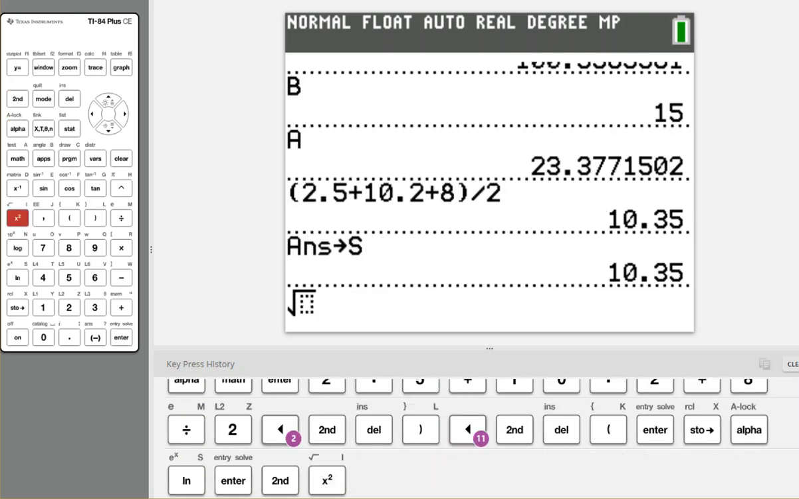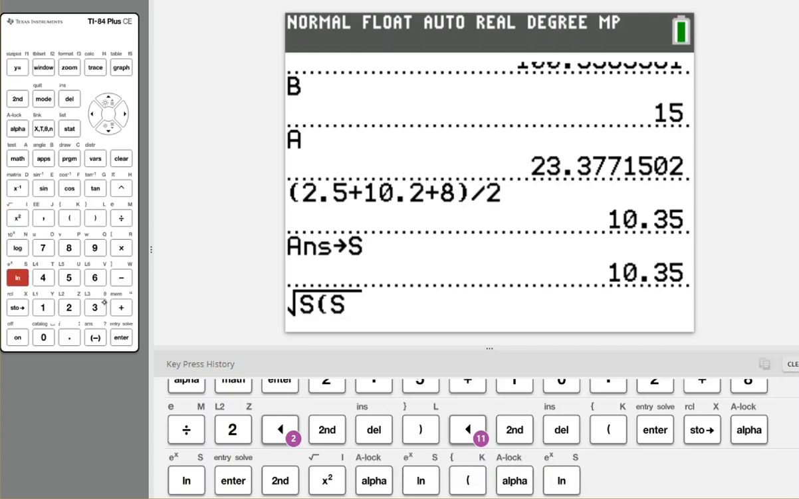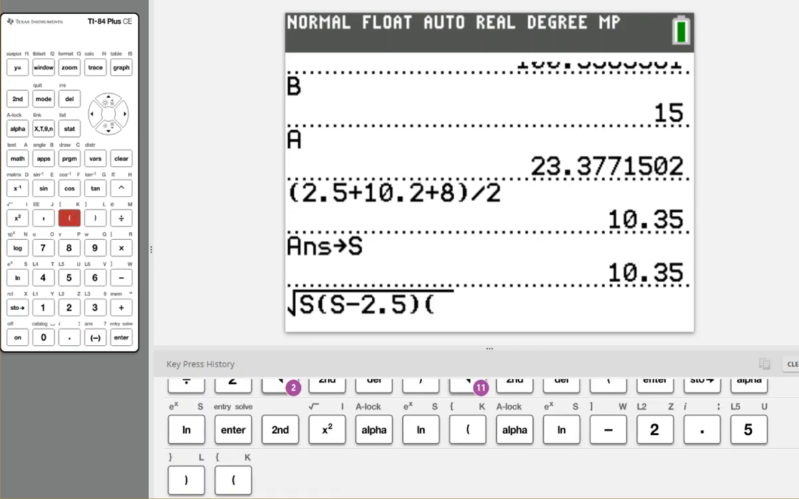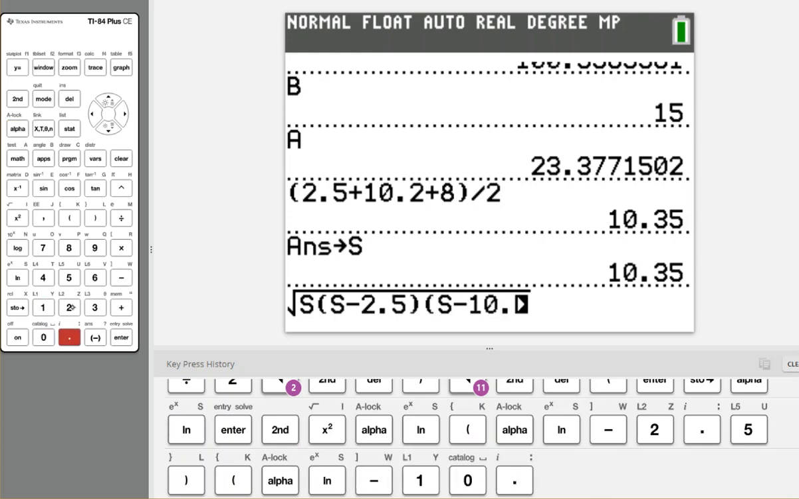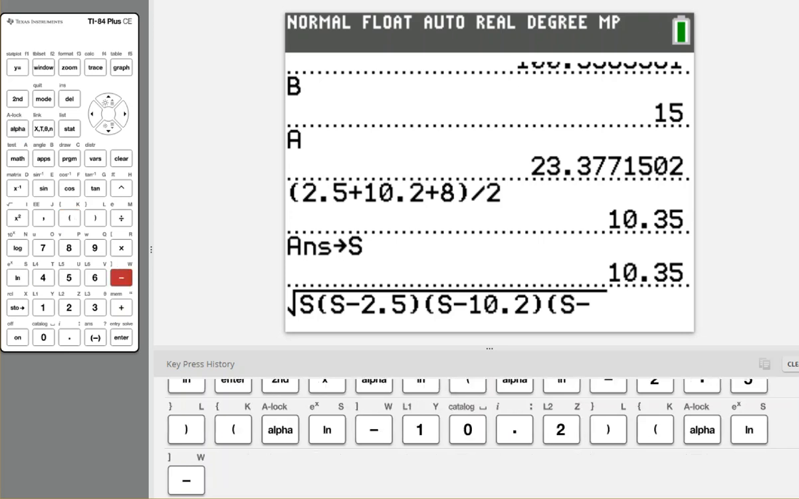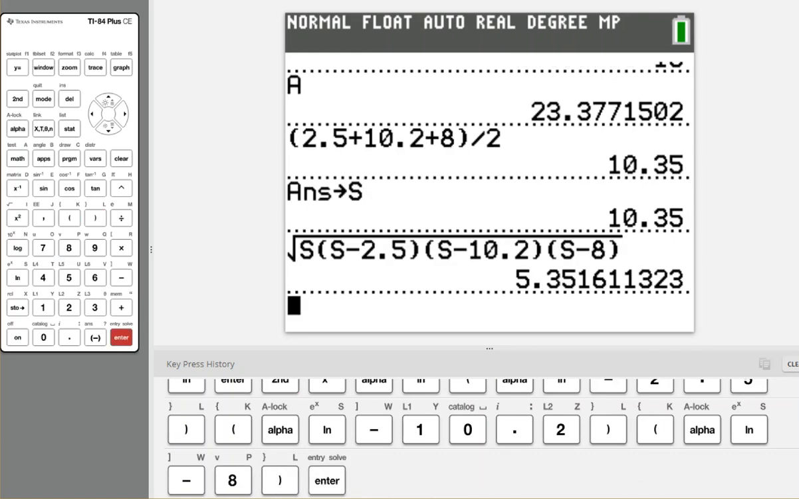And Heron's formula says the square root of S times S minus A, 2.5, times S minus B, which was 10.2, times S minus C, okay, and there's the area. So same thing we could have done the other way that I showed at the start of this question. This is much quicker, and just arithmetic and using your calculator.